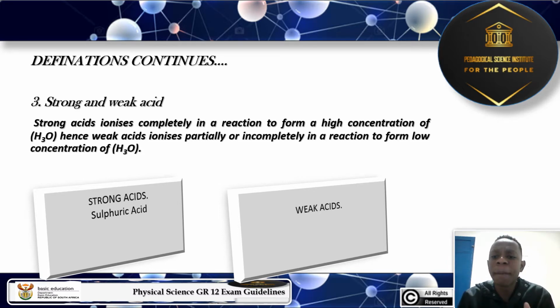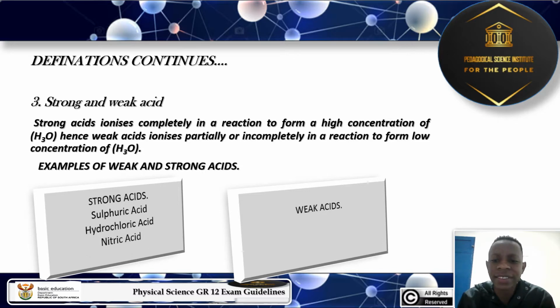Then we need to master the examples of strong acid and weak acid, because when you are doing calculation, you need to know which acid is reacting. Is it a strong acid or is it a weak acid? So the most common strong acids, not all of them, are sulfuric acid, hydrochloric acid, and nitric acid.